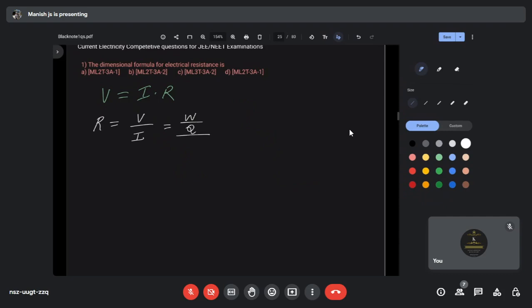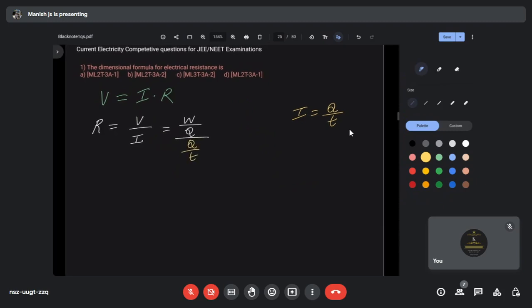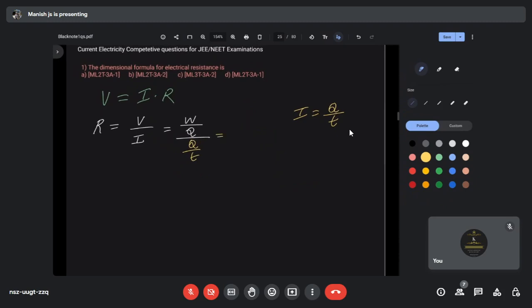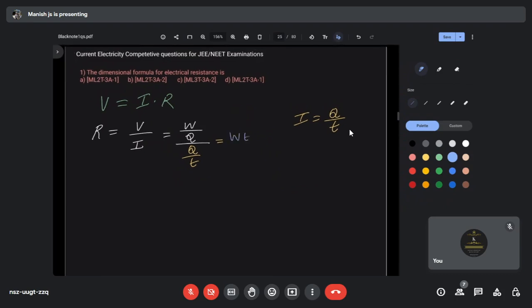The same way you can write current in terms of charge. So I is equal to Q upon T. That also I am substituting. When I substitute both of them and go for a rearrangement, taking the reciprocals, you can see that you get WT divided by Q square.